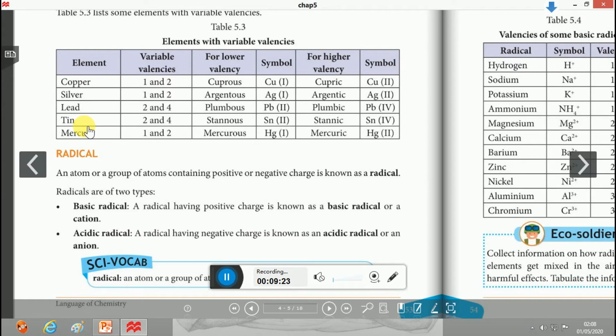Other elements with variable valencies, like iron, are copper, silver: argentous, argentic; lead: plumbous, plumbic. Look at this: "-ous" indicates the lower valency, and "-ic" indicates the higher valency. Tin: stannous for lower valency, stannic for higher valency. Mercury: mercurous for lower, mercuric for higher.